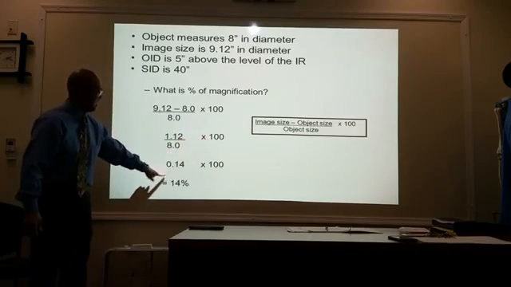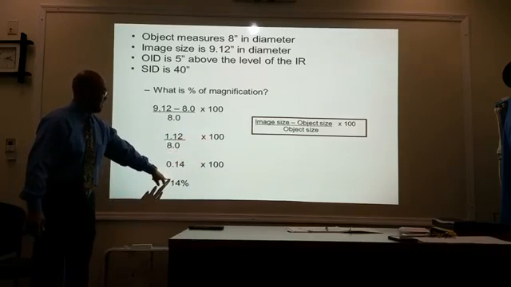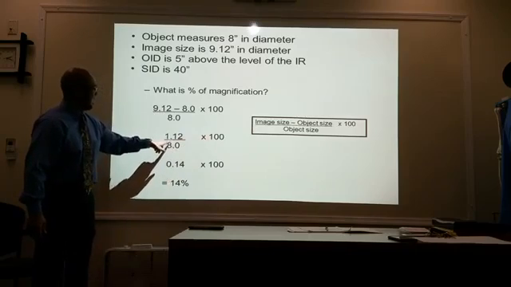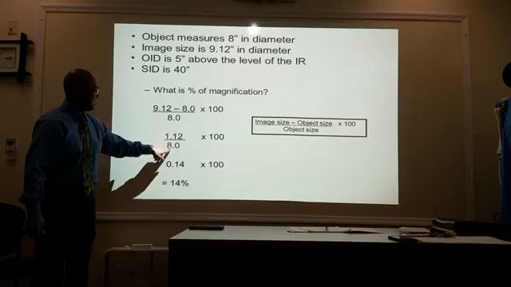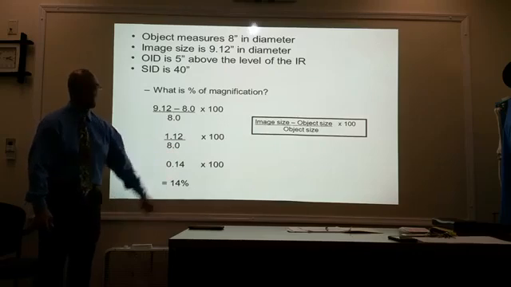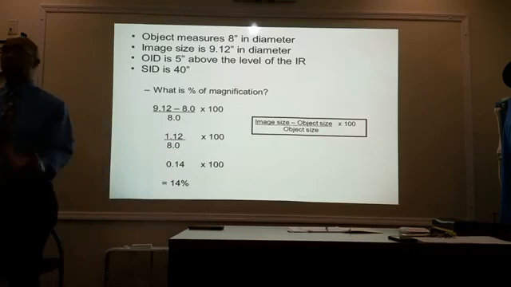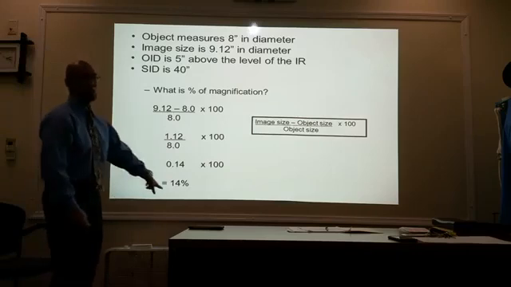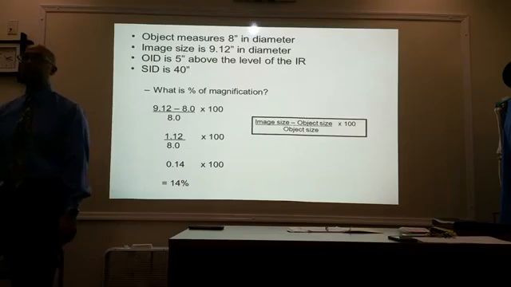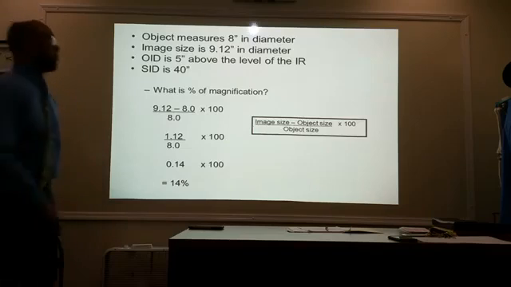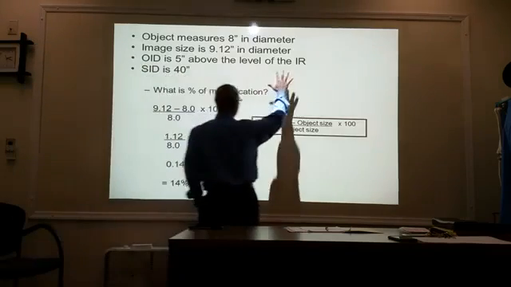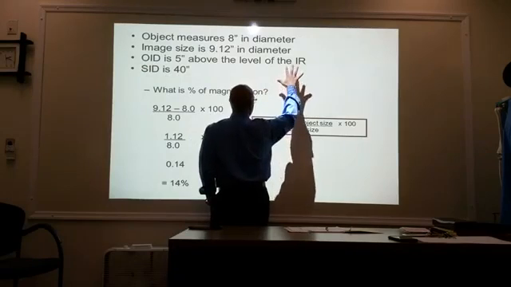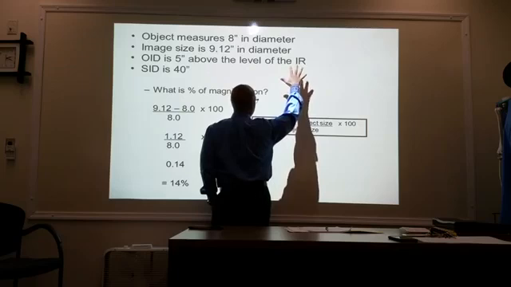Okay, everybody getting that? So once I got 1.12 divided by 8, and times 100 is going to give me 0.14. Times 100 will give me the percentage, 14%. That is the percentage of growth of the object when it's 5 inches away from my image receptor.